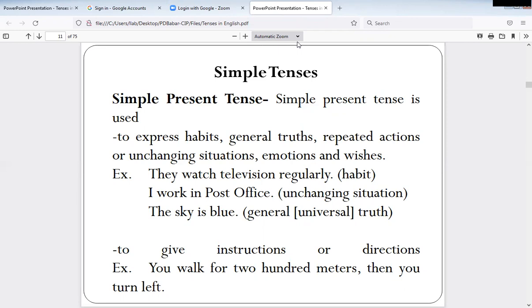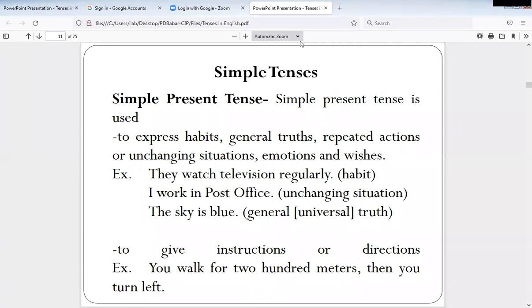Unchanging situations means, if I'm working in Swery's College of Engineering, it is an unchanging situation. I can't change it, and nobody else can change it. Or if someone is working in administrative service, then nobody can change his position or situation. So this is about the simple present tense that we discussed in the last lecture.